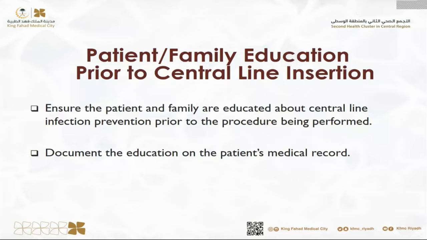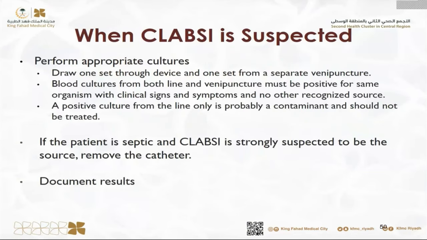In case of complication, what they have to do. Whenever there is infection you need to take a culture. The culture should be taken from the central line and peripheral line to confirm that there is a blood culture from both line, and venipuncture must be positive for the same organism with clinical signs and symptoms and no other recognized source. If the patient is septic and CLABSI is strongly suspected, the central line should be removed and documentation should be done. What will confirm infection?